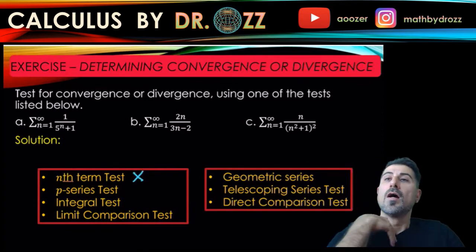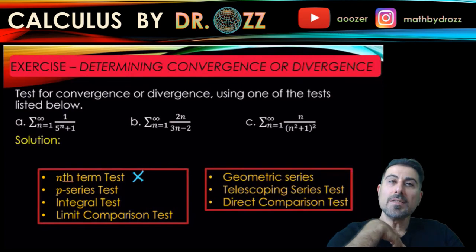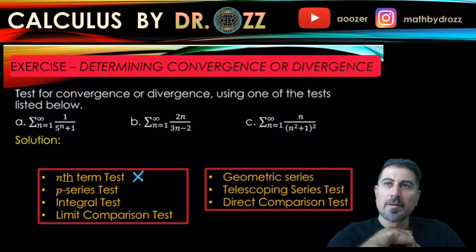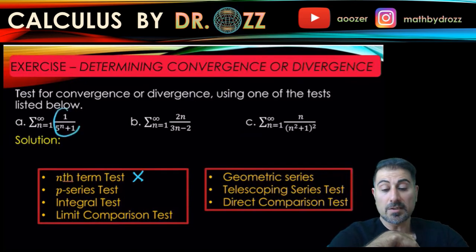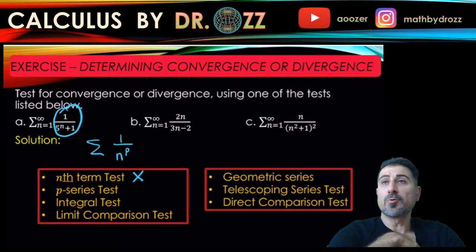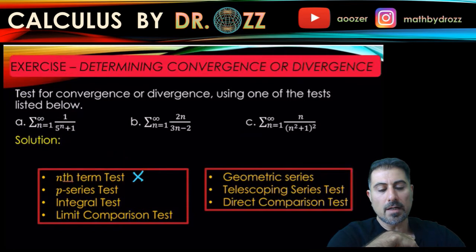Okay. Can I apply the p-series test? Well, the answer is still no, because this is not a p-series to start with. P-series are of the form 1 over n to the p. Well, this is not 1 over n to the p, right? P is a given number, so this is not a p-series. So I can go ahead and conclude that I can't apply the p-series test.